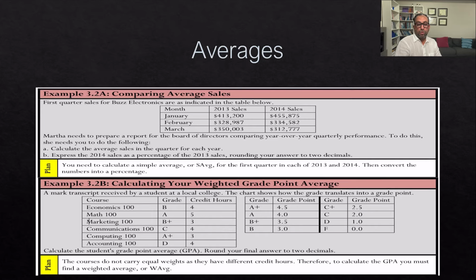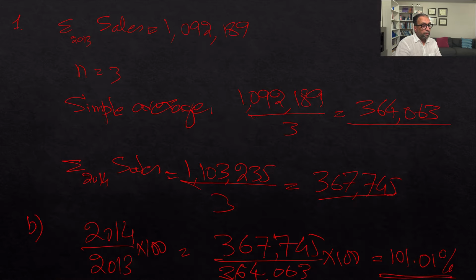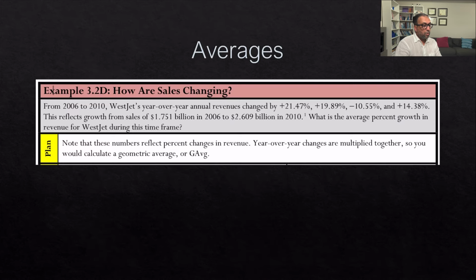So what we can do is create a table, and then see how we can calculate the weights. So this is our second example. This student has grade points, and then we have credit hours.